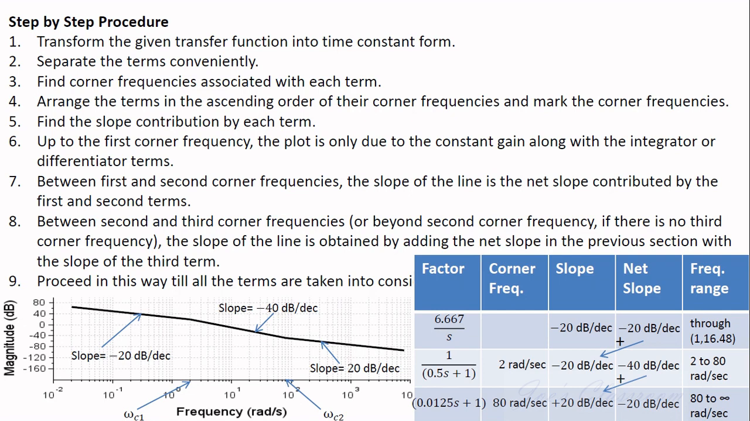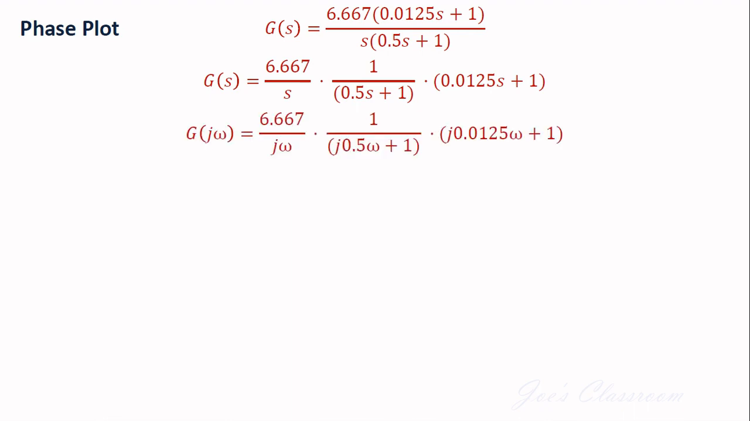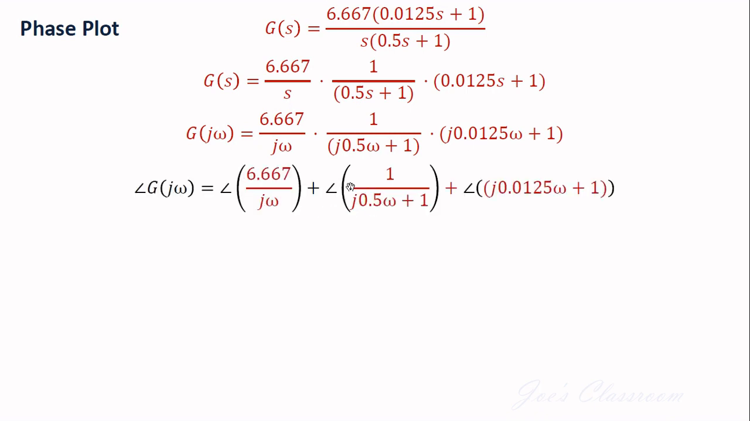Now what is left out is the phase plot. So we know this is the transfer function given, and it is written in time constant form. And of course G of j omega is this, and you need to find out the angle of G of j omega. Of course, angle of G of j omega is nothing but the angle of this plus the angle of this plus the angle of this. So what's the angle of this? The angle of this constant, minus the angle of j omega.